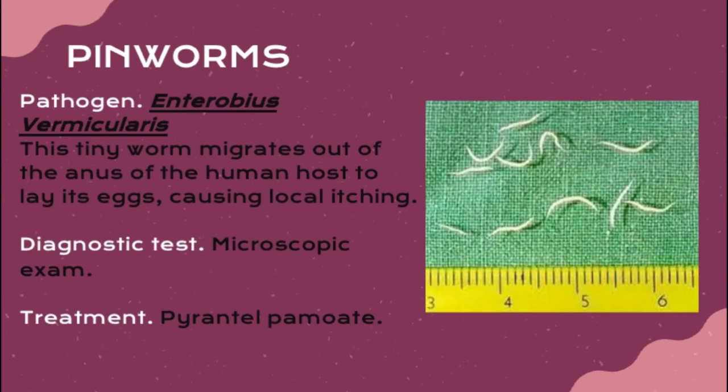Pinworms, pathogen Enterobius vermicularis. So this tiny worm migrates out of the anus of the human host to lay its eggs, causing local itching. Diagnostic test, so it usually based on finding eggs around the anus. Pwede ito ma-viewed by pressing transparent cellulose tape. So dapat naka-stick siya side down against the skin, transferring the tape to a microscope slide and viewing the slide under a microscope. Treatment is yung parental pamote.